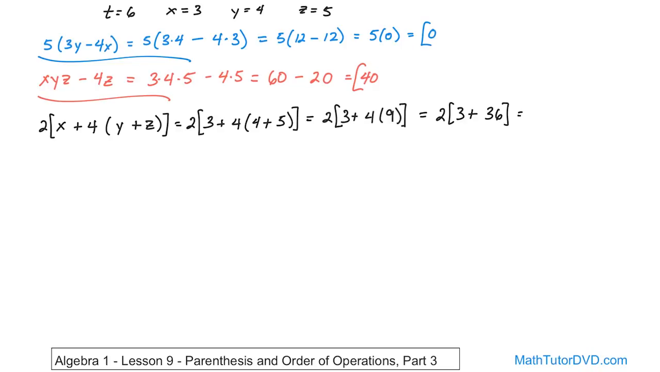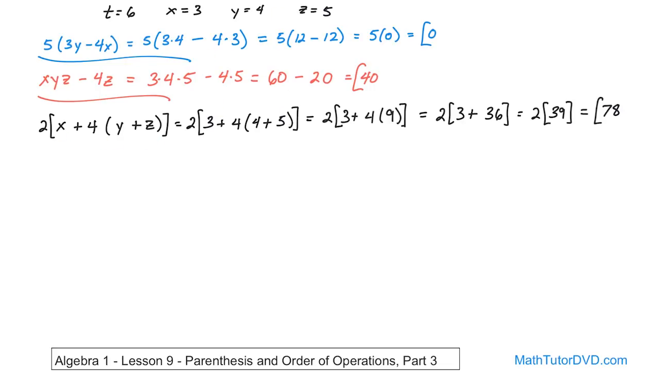Now inside of here we have 2 bracket, what's 3 plus 36? That's 39. And then finally, what is 2 times 39? That's going to be 78. So you see, this problem looks really, really difficult when you start over here and say, wow, this is really crazy. But all you do is do it one step at a time.